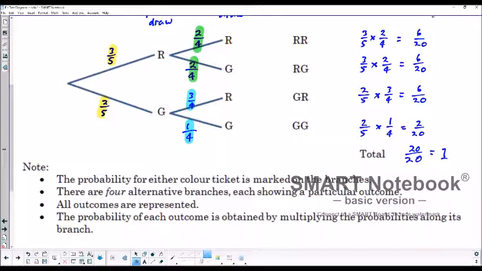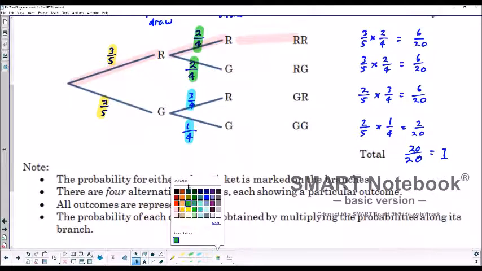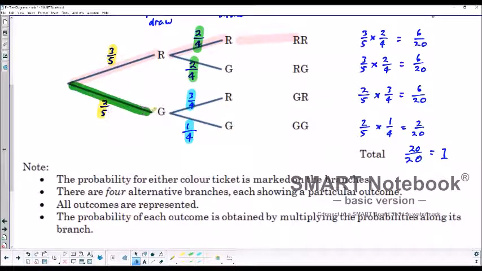Okay, and maybe if I were to just highlight this, red followed by red will give us this, and then, well, actually I don't want to start going through everything, but green followed by red will give us this one. Okay, so you get the idea.